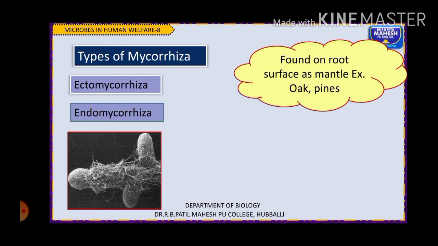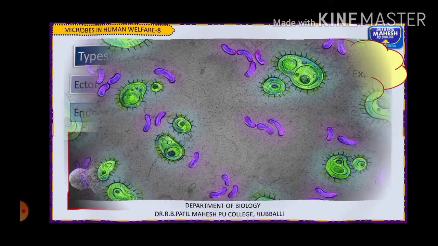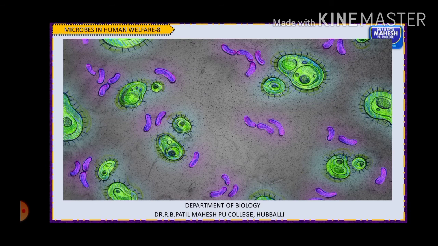The next type, as I told you, is endomycorrhiza. Here the fungus does not make a mantle on the root surface. Instead, it produces loosely interwoven hyphae. They are found inside the cortex of the roots. Example, the orchids. So these hyphae penetrate into the cortex of the root as well as into the soil, and then they absorb the phosphorus and supply it to the plant. So this is how these mycorrhiza work.